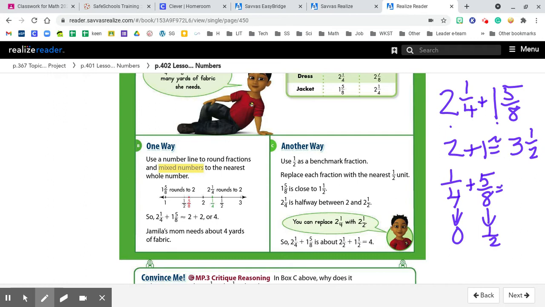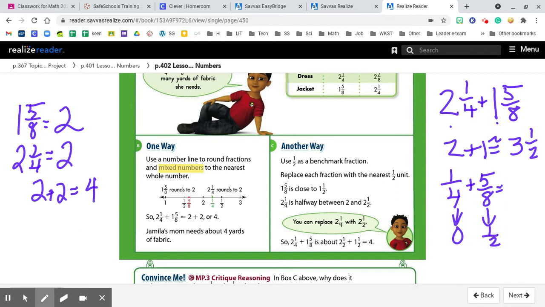If you look at the number line here, 2 1/4 plus 1 5/8. Is 1 5/8 closer to 1 or closer to 2? It's closer to 2. And 2 1/4, is it closer to 2 or closer to 3? It's closer to 2. So we say 2 plus 2 is 4. So we're saying she needs about 4 yards.